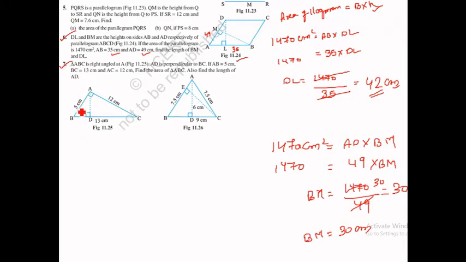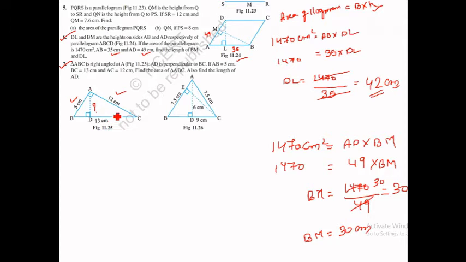Now question number 7 says that ABC is a right angle triangle, and in this figure AD is the perpendicular height to BC. AB is 5 centimeter, BC is 13 centimeter, AC is 12 centimeter. Find the area of the triangle and also find the length AD. So it's given that AB is 5 centimeter, AC is 12 centimeter, and BC is 13 centimeter. So we have to find this one.